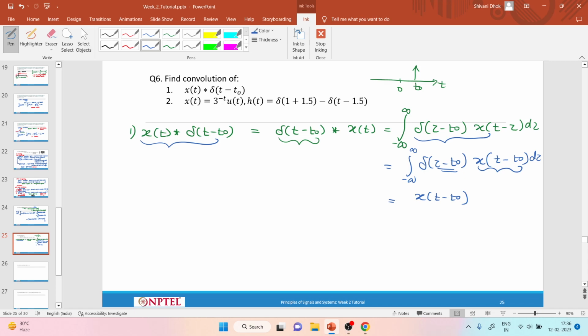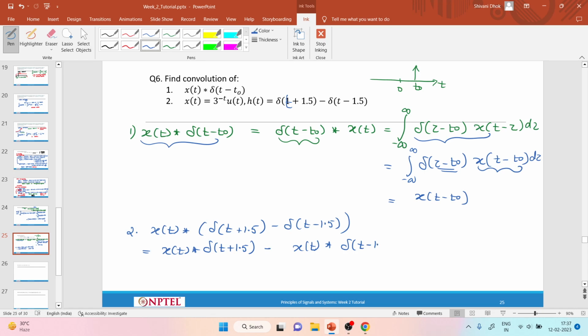Now using this, let us try to solve this second part. What I am having in the second part is x of t being convolved with delta of t plus 1.5 minus delta of t minus 1.5. We can use the distributive property here. So here it will be x of t convolved with delta of t plus 1.5 minus x of t convolved with delta of t minus 1.5. So here we used the distributive property.